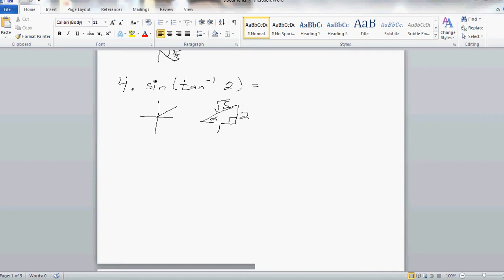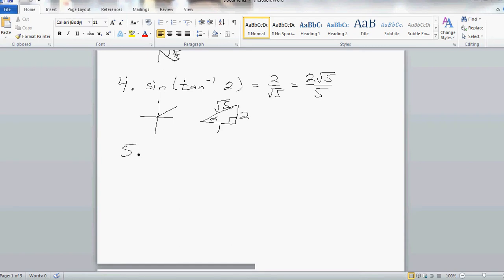Then the question becomes, what is the sine of this angle? Well, the sine of this angle is opposite over hypotenuse, or 2 over root 5. Now, of course, we don't like this, so rationalizing the denominator, we get 2 root 5 over 5.